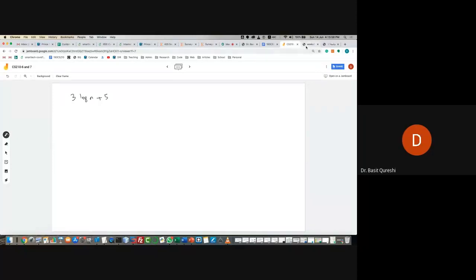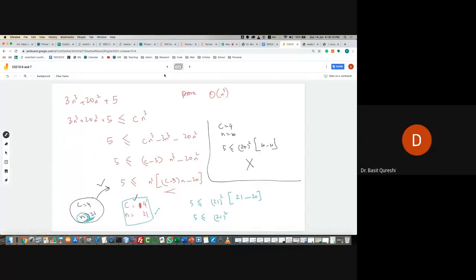Okay, so here's the function, and it says prove that this is big O of log of n. Again, we'll do the same thing. Generally, you can see that it is actually that, because 3 is a constant and 5 is a constant, so it is just big O of log of n. Very good observation.